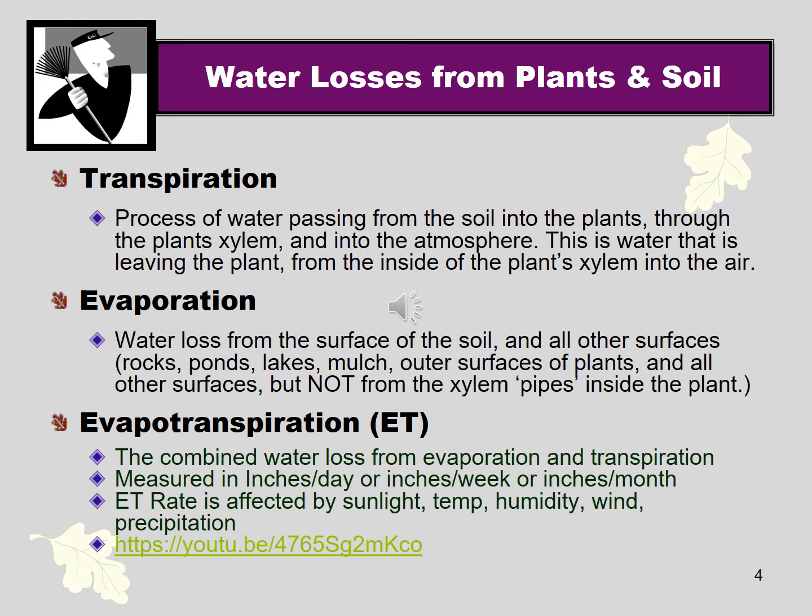One example of how ET rates change easily comes from the video linked at the bottom of this slide. Winds as low as 5 miles per hour can increase the ET rate by 20%. Winds as low as 15 miles per hour can increase the ET rate by 50%. And daily fluctuations also occur in ET.